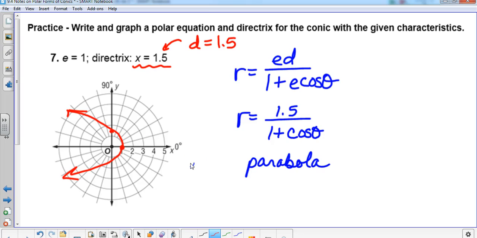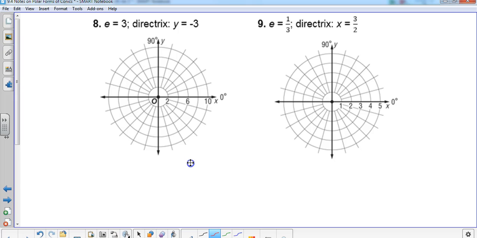All right. Couple quick ones, and then we'll do some questions. Number 8, E is 3. So what should this graph as in a minute when I go to graph it? Hyperbola, okay? What is D? D is actually positive 3, because D is always positive, but the negative tells us that the equation is going to be what?